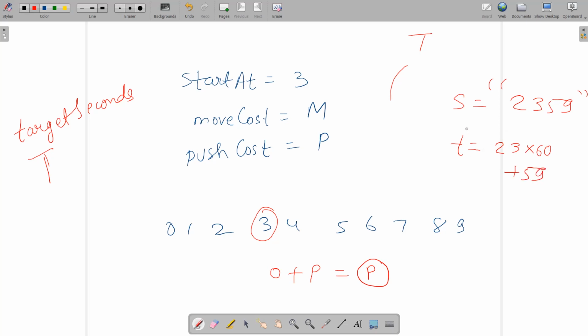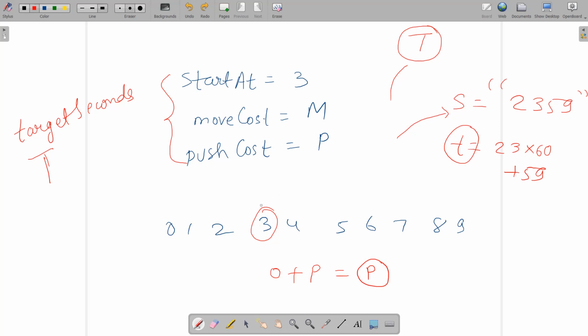Let's say this small t is exactly equal to this capital T. If this is the case, you need to find out the cost to complete this operation to reach this target seconds. So you will start with this entire criteria. Suppose this is start at 3, and you need to complete 2359.